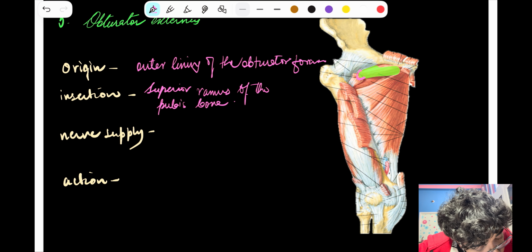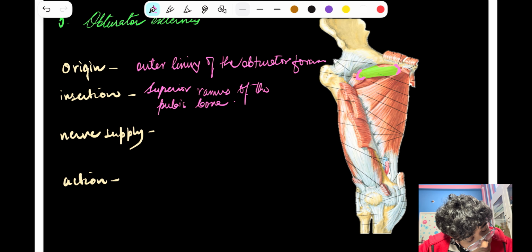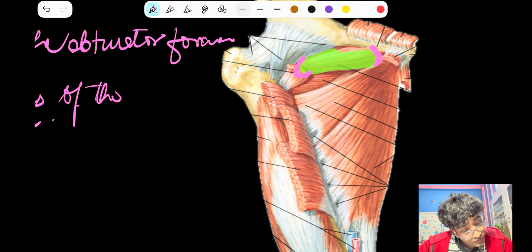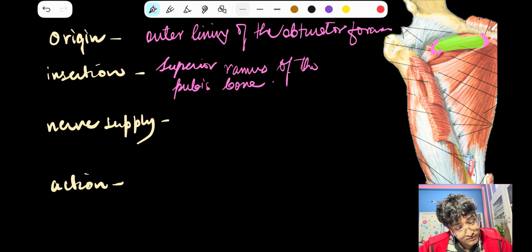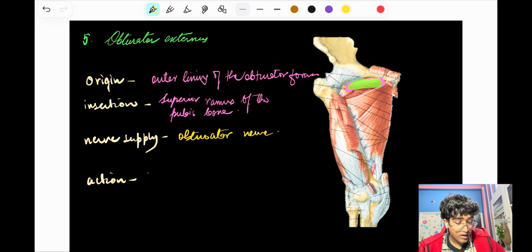Here we have the obturator foramen. The outer lining of the obturator foramen is its origin, and the superior ramus of the pubis bone gives its insertion. Nerve supply is by the obturator nerve, and its action is medial rotation of the thigh.